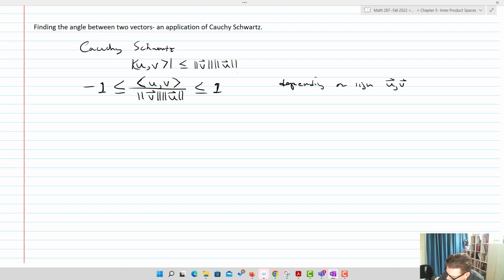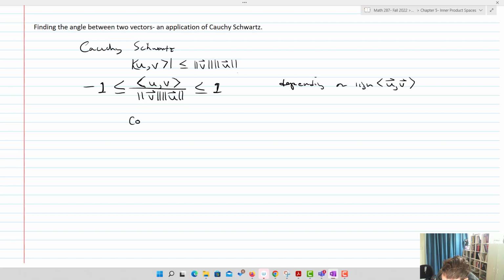And so what we get here are the bounds for cosine theta. Geometrically, if you work in the standard inner product space, you end up with this being cosine theta.